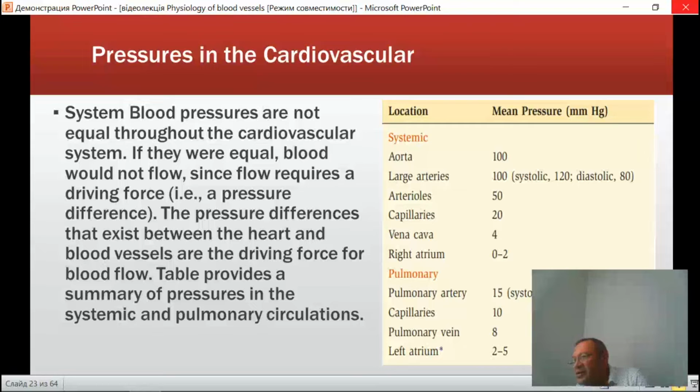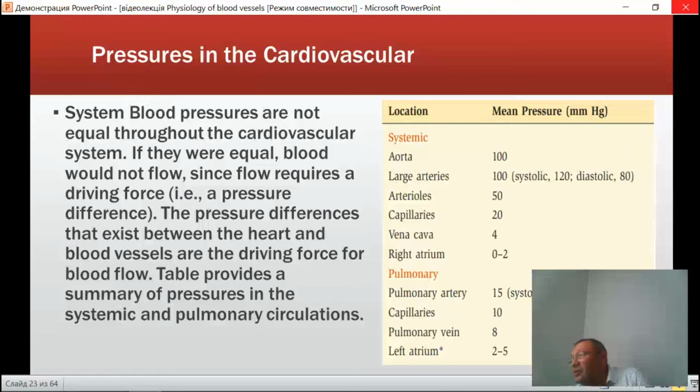In arterioles, you can see blood pressure decreases to 50 millimeters of mercury. Capillaries decrease pressure to 20 millimeters of mercury, and in the vena cava, the pressure in the venous system is near 4 millimeters of mercury. Last point, the right atrium has pressure from 0 to 2 millimeters of mercury.